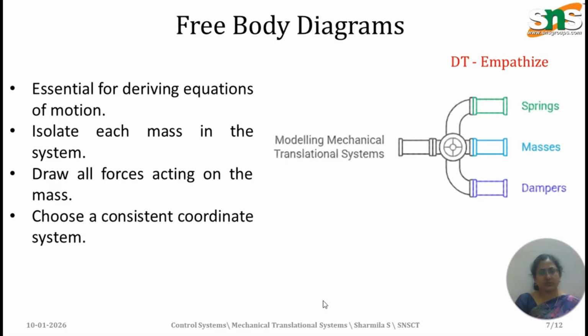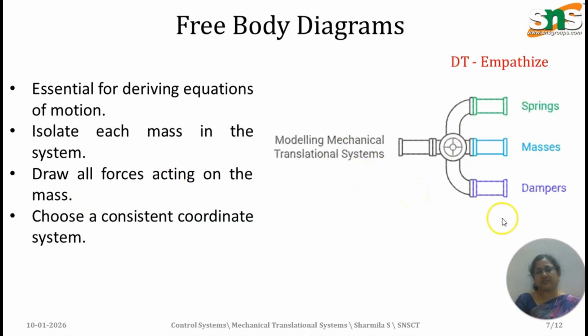Now let's move on to the free body diagrams of mechanical translational systems. A free body diagram is very essential for deriving equations of motion. It isolates each mass in the system, is used to draw all forces acting on the mass, and is used to choose a consistent coordinate system. So this is modeling a mechanical translation system.